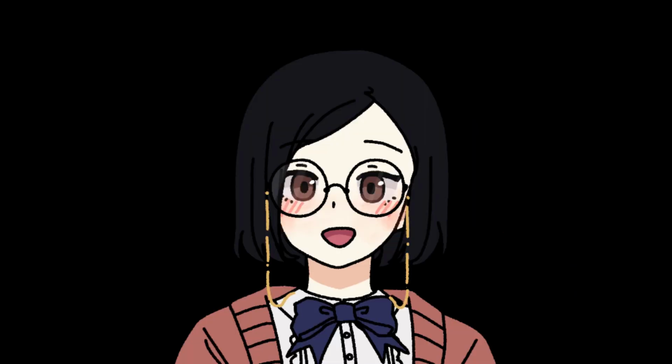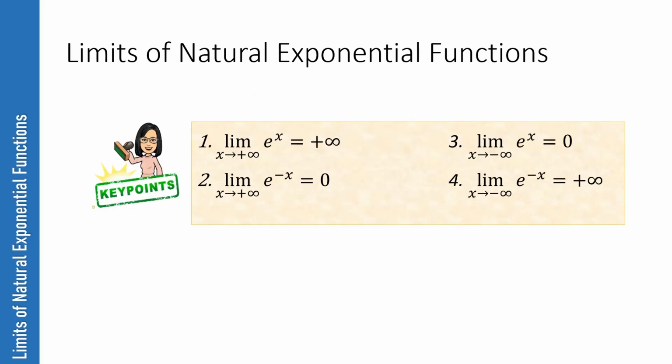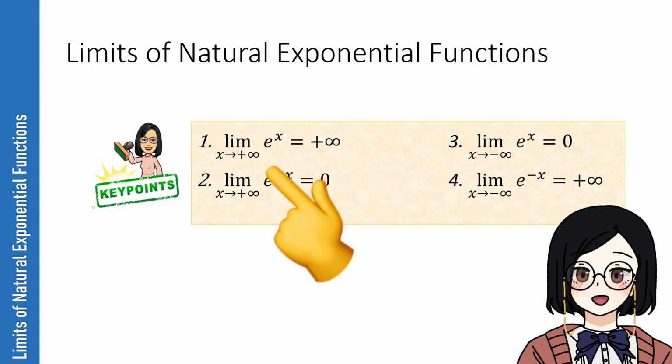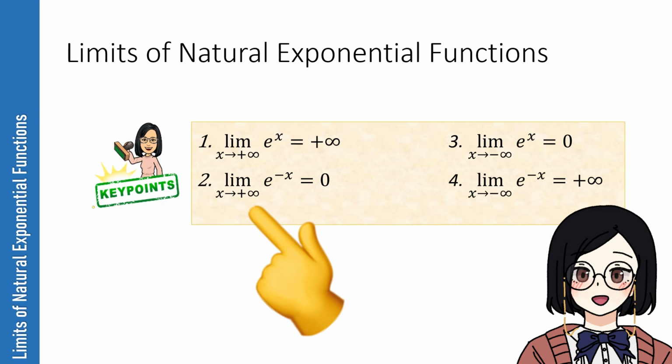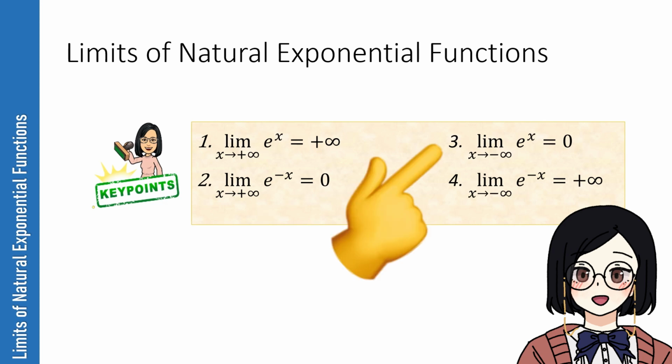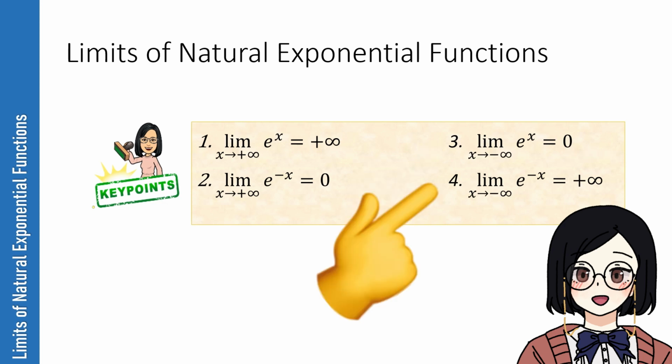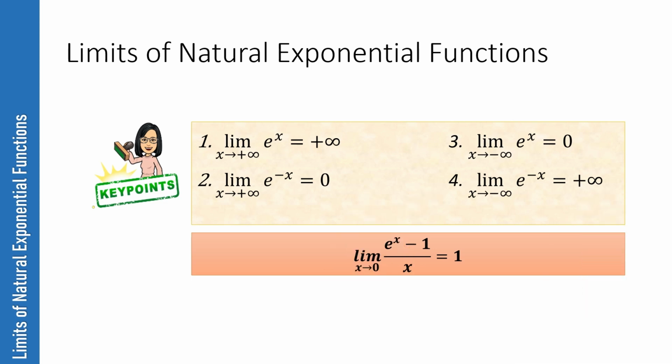Let's summarize the important concepts we have just learned. Remember that first, the limit of e raised to x as x approaches positive infinity is positive infinity. Second, the limit of e raised to negative x as x approaches positive infinity is 0. Third, the limit of e raised to x as x approaches negative infinity is 0. Fourth, the limit of e raised to negative x as x approaches negative infinity is equal to positive infinity, and the limit of e raised to x minus 1, all over x, as x approaches 0 is 1.